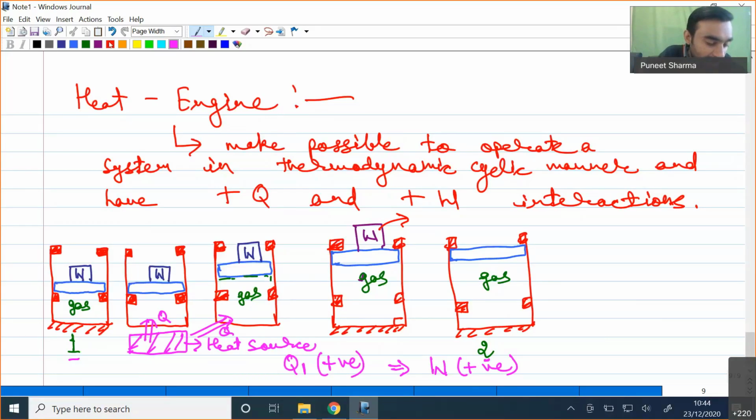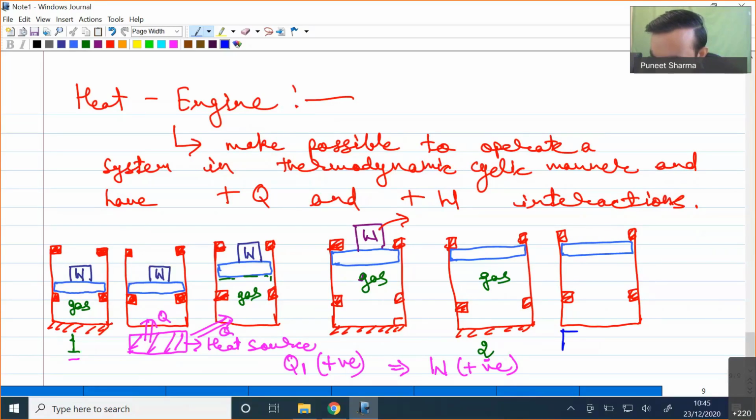Okay, so what I will be doing now, I will take once again over here my piston cylinder arrangement, and my piston now is at the topmost position. Now I will make contact with a heat sink. Okay, so what I have done now, I have connected one heat sink over here.